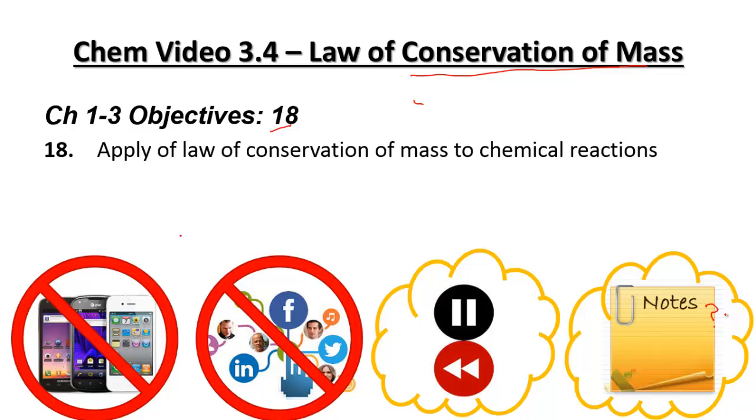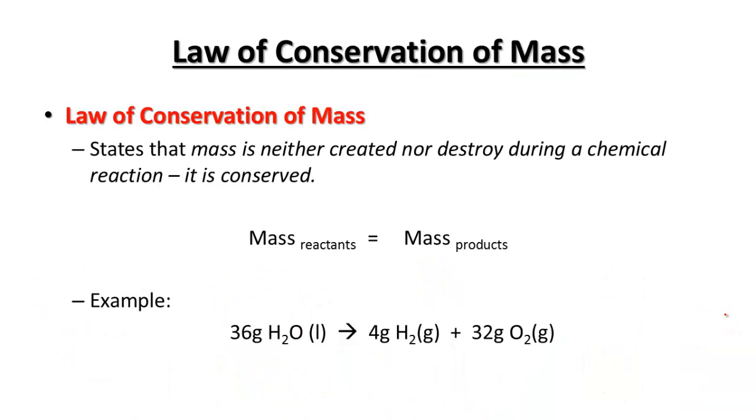So what we're going to look at is the law of conservation of mass states that matter is neither created nor destroyed during a chemical reaction. So we call that in science conserved, meaning that it's all kept. We're not going to lose or gain any matter during a chemical reaction. So the mass of the reactants, what we start with, is going to equal the mass of the products afterwards.